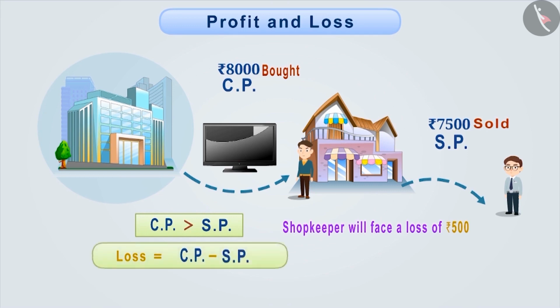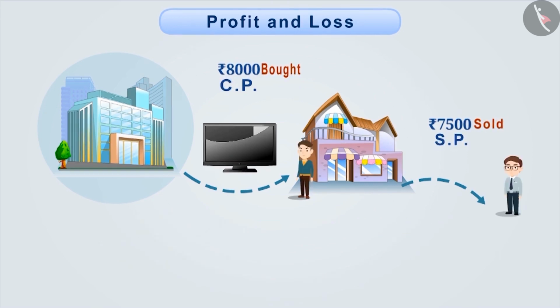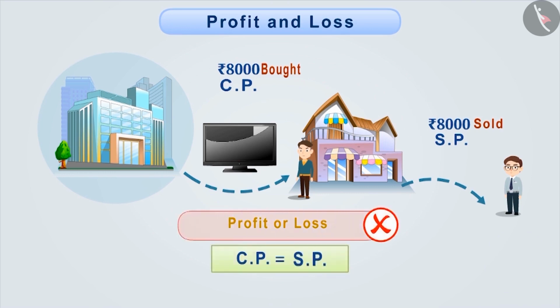Now suppose the shopkeeper sells the television purchased for rupees 8,000 at the price of 8,000 only. Then, is there a profit or a loss for him? Think for a while. Absolutely correct. Since both the cost price and the selling price are equal, there is neither a profit nor a loss.